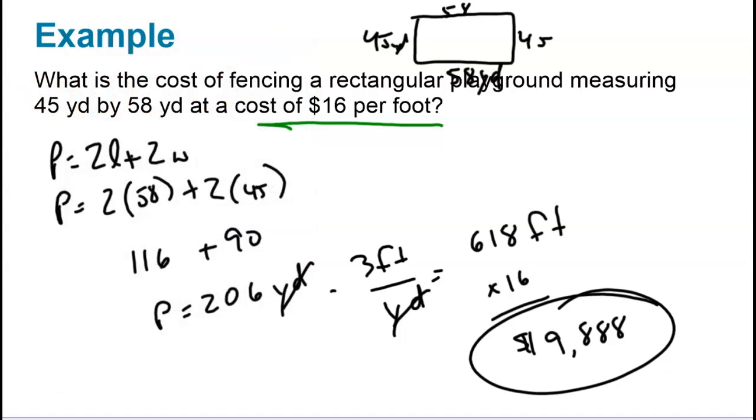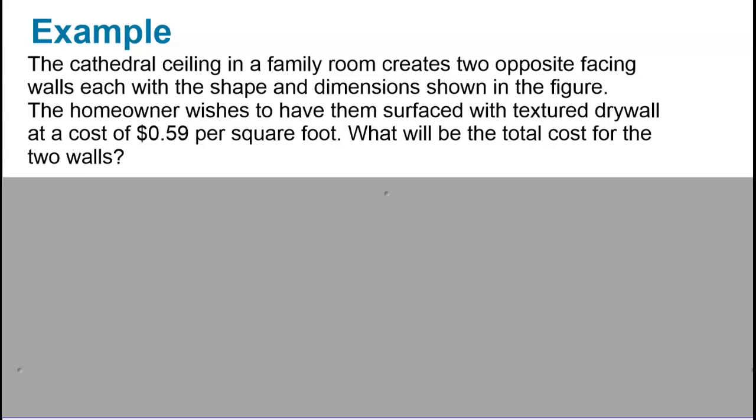Looking at the next one. Go ahead and try to solve this one on your own. So go ahead and read over it, draw a picture, pause the video. Okay, we're back, so let's go ahead and see how we can solve this. It says the cathedral ceiling in a family room has 2 opposite facing walls, each with the shape and dimensions that are shown in the figure, and we'll look at the figure below.